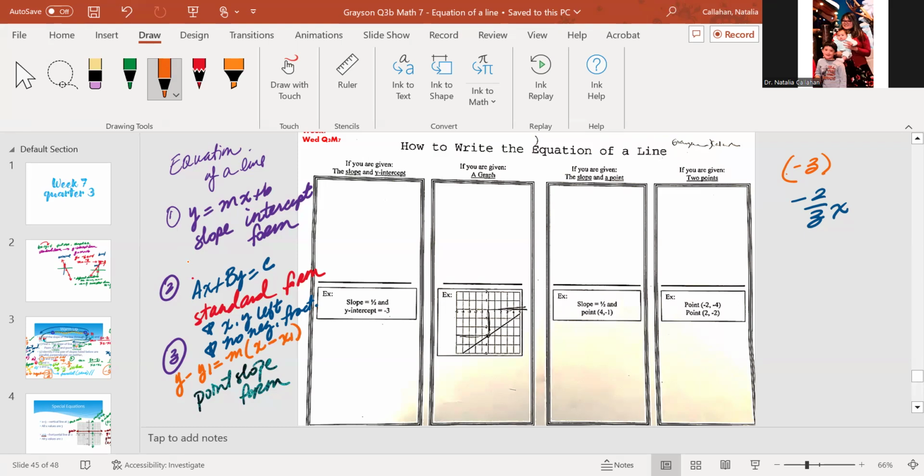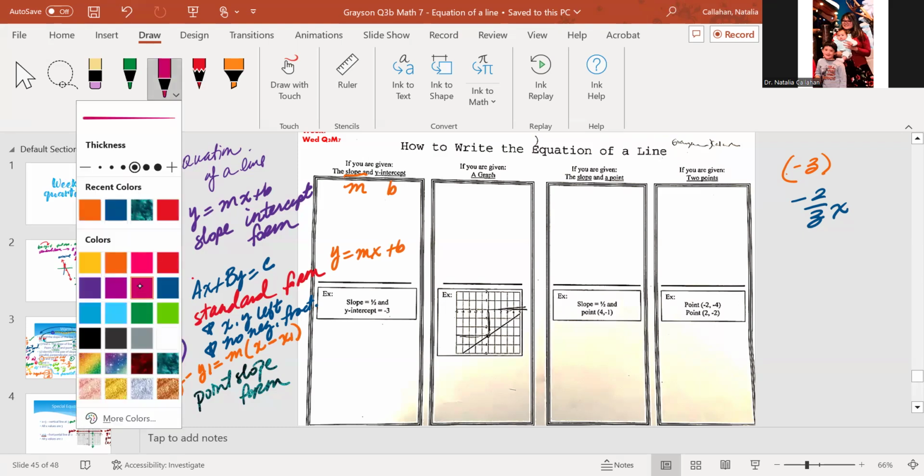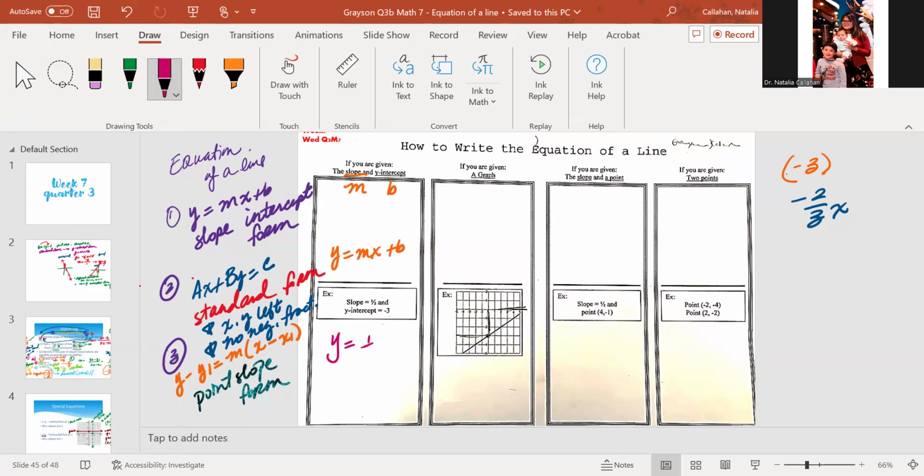Good. So first question, if you're given the slope and y-intercept, write the equation. So if you're given the slope, which is m, and the y-intercept, well, you got everything you need, right? You just have y equals mx plus b, right? So now write the equation with the example.